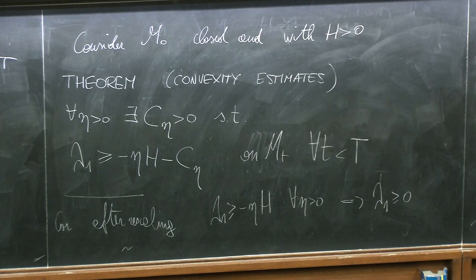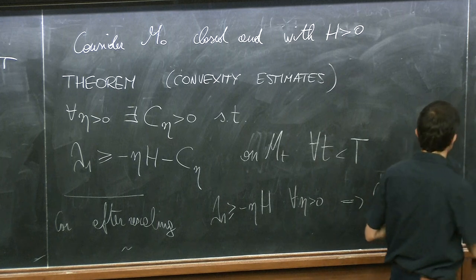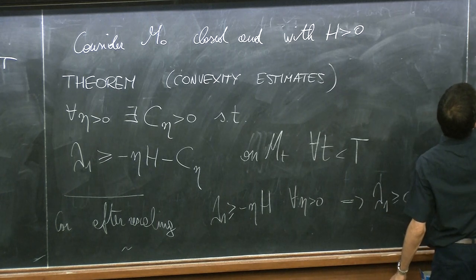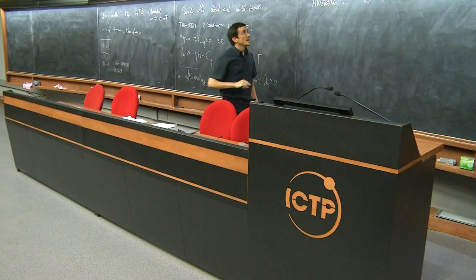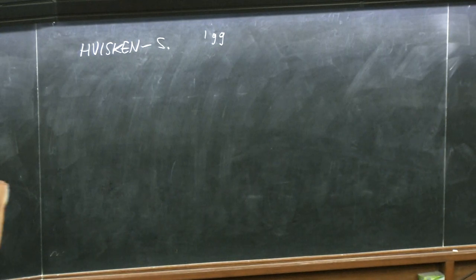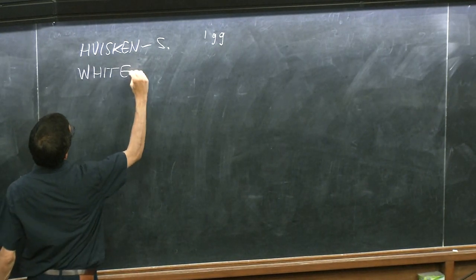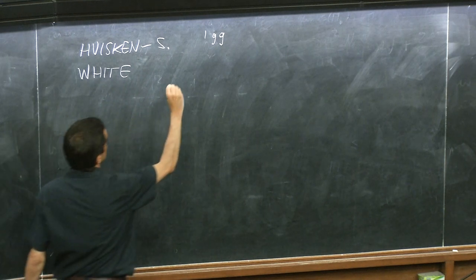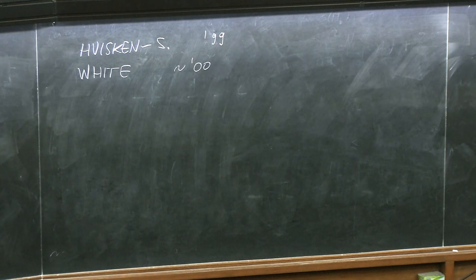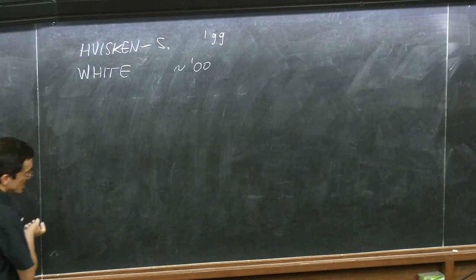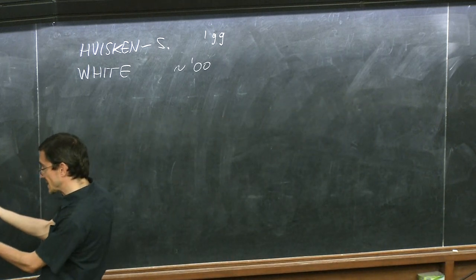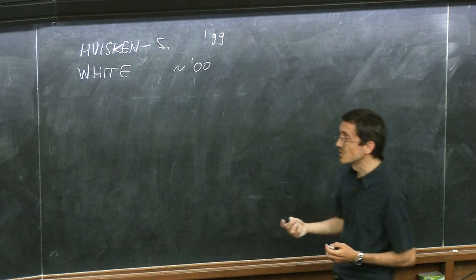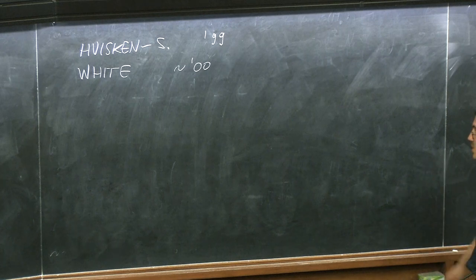Let me say something about this result. This result, about the history, was proved by Huisken and myself in a paper which appeared in 99. And basically at the same time, although the paper appeared later, Brian White, more or less at the beginning of the 2000s, proved a result basically in the same spirit, showing convexity of the rescalings by using a completely different approach. And his approach is somehow less explicit, but also works for weak solutions. So you can go beyond singularities.